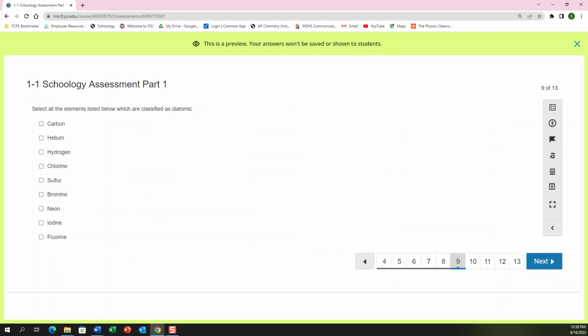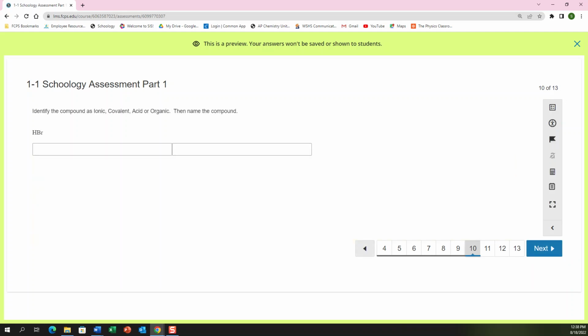Let's keep on rolling. All right, so select all the elements listed below which are classified as diatomic. So remember, we got 7 diatomics. Go to 7, make a 7. Hydrogen, and then Brinkelhoff, Hecknow, whatever you want to remember. But it's hydrogen, chlorine, bromine, iodine, fluorine. So that's 1, 2, 3, 4, 5. The other 2 that are not on this list that are diatomic are, remember, oxygen and nitrogen. So those are the other 5 there.